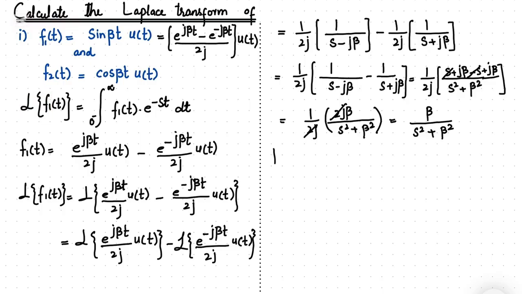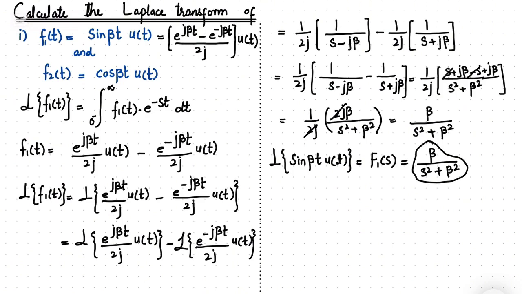So the Laplace transform of f1 of t, which is sine of beta t into u of t, if I represent it by f1 of s, because the original function was represented by f1 of t, is equal to beta over s square plus beta square. A very, very important result which needs to be remembered: the Laplace transform of sine of beta t is beta over s square plus beta square.